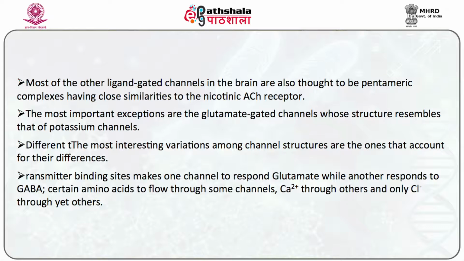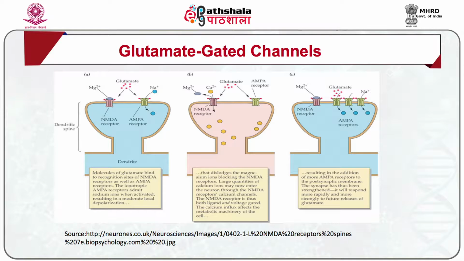The most interesting variations among channel structures are the ones that account for their differences. Different transmitter binding sites make one channel respond to glutamate while another responds to GABA. Certain amino acids around the narrow ion pore allow sodium and potassium ions to flow through some channels, calcium ions through others, and only chloride through yet others. Glutamate-gated channels in the mammalian brain.